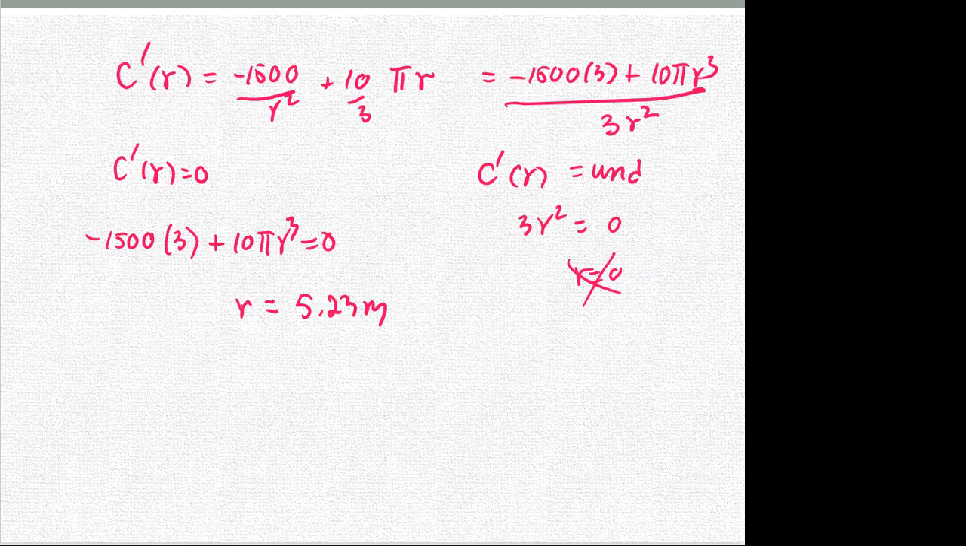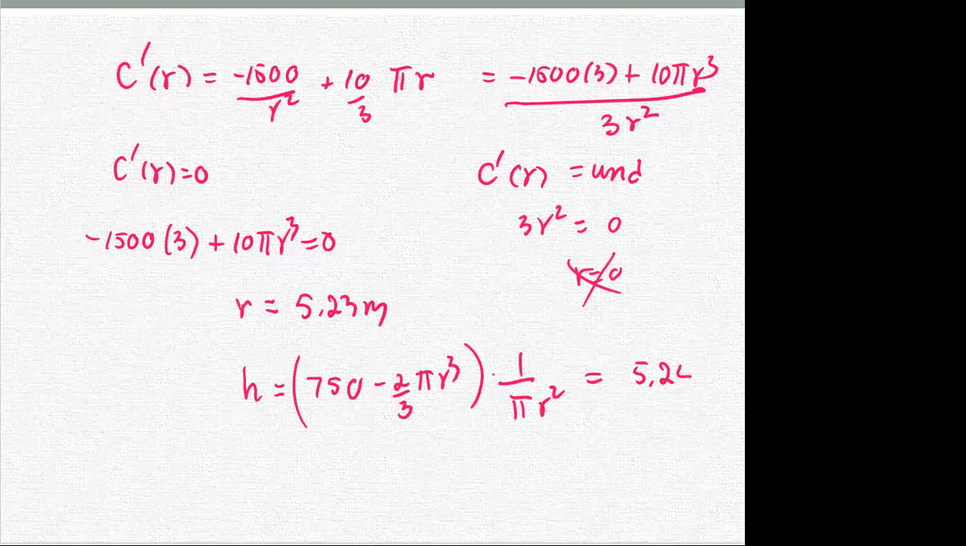All right. And then for r is 5.23 meters, we can solve for h from the relationship that h is 750 minus 2 over 3 pi r to the third, multiplied by 1 over pi r squared. I do the math for you, don't worry. I just want you to understand the whole process and you can get practice later on.